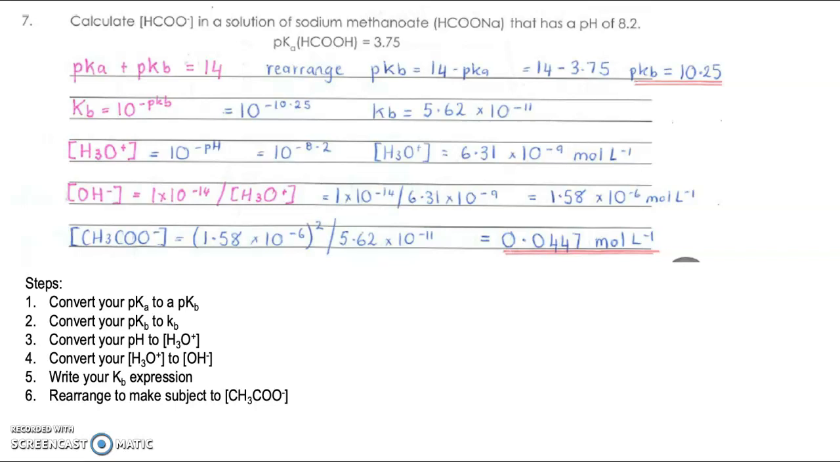And here you go. These are the steps shown in the working and the answer to the question.